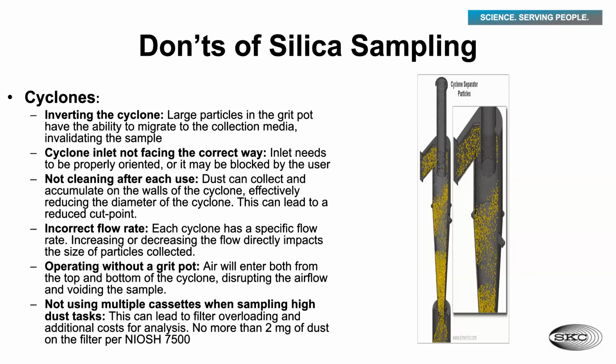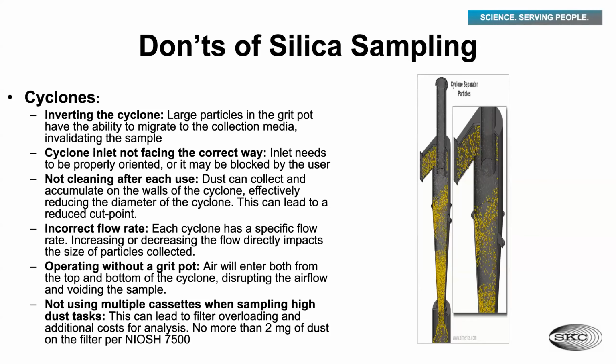Not cleaning after each use, I've beat that horse enough. We don't need to talk anymore about that. The last thing I'll say is that dust can collect on the inside of the cyclone and reduce the effectiveness of how well that cyclone is going to be able to create the vortex, and it'll change the size distribution of what is actually collected on the filter.